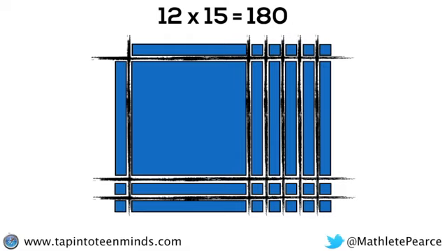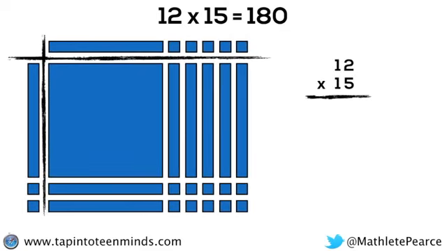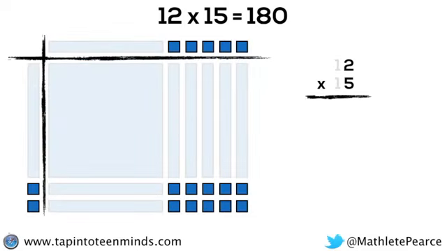Oh, and before you go, you should know that using base 10 blocks to multiply is a great way to explain why the standard algorithm for multiplication works. Let's have a look. If we have a look at the array and the standard algorithm side by side, we can clearly see each step of the algorithm. First, we start with multiplying 5 by 2 to get 10.